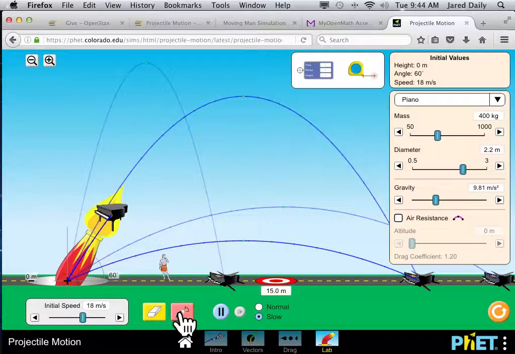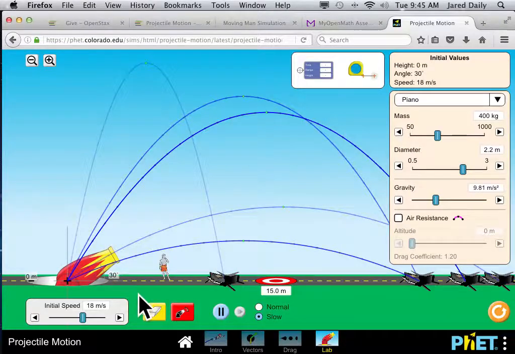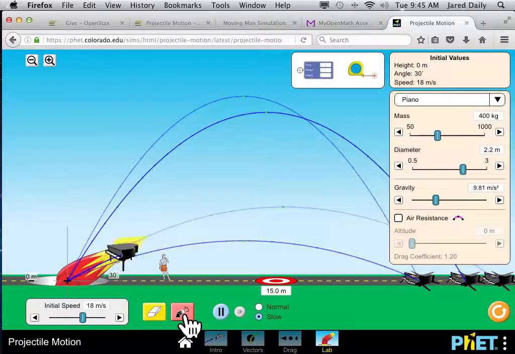Let's launch at 60 degrees and see what happens. It's going to land right where the 30 degree one landed, right between those last two. If you go back down to 30 and launch, they land together. And when you solve for theta, you find out that these things land together when the two angles add to 90. So 60 and 30 add to 90 and they land together.